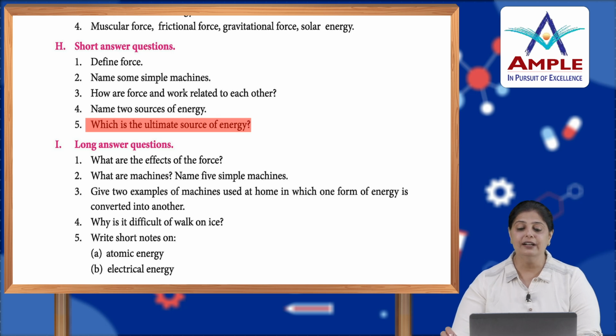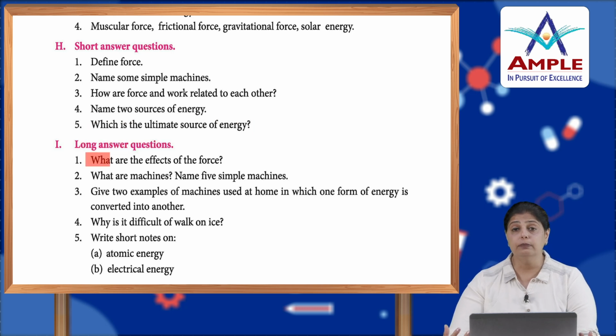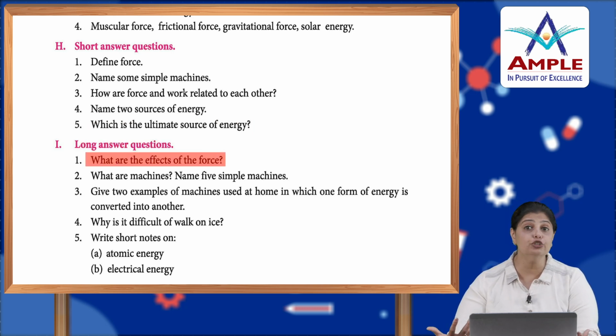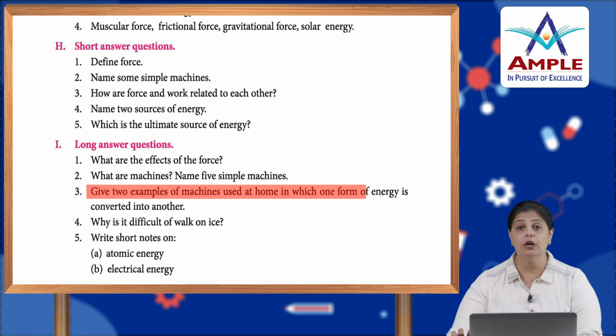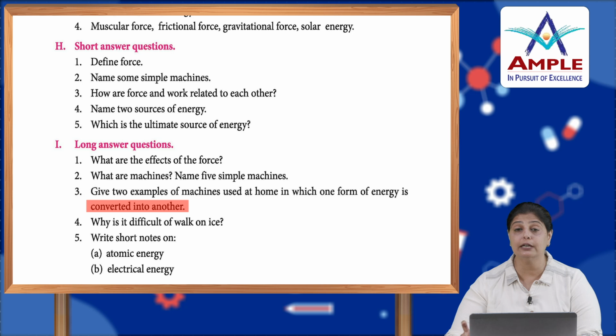All right. Then you have to talk about the effects of the force in the long answer question. So what are the things that force can do? All right. Now what are machines, and you have to talk about the simple machines. Okay, 5 types of simple machines that are used. Then give 2 examples of machines which are used at home, okay, in which one form of energy is converted into another. Okay, so which are the things that are used at home where energy is required.